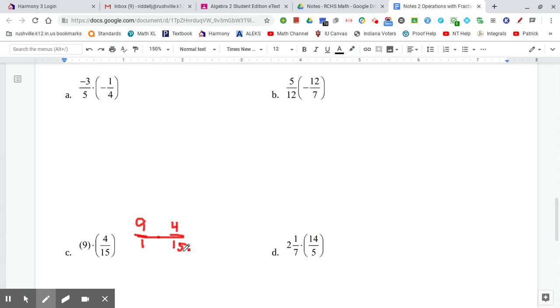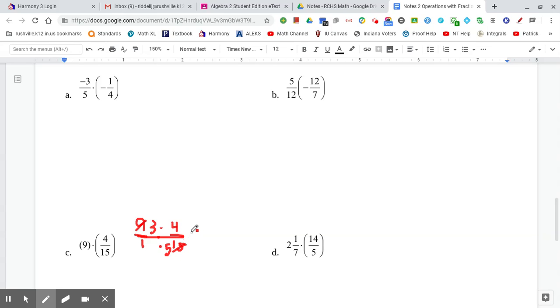So I'm going to look to see if anything can simplify, whether that's directly on top and bottom, or if there's something cross top and bottom. So I can try to cross reduce as well. All right, so 9 and 1 can't simplify, 4 and 15 can't simplify. However, 9 and 15 are both divisible by 3. So now I'm going to simplify 9 over 15. So 9 divided by 3 is going to give me 3, and 15 divided by 3 is going to give me 5. So now I cross reduced 9 over 15 to be 3 over 5.